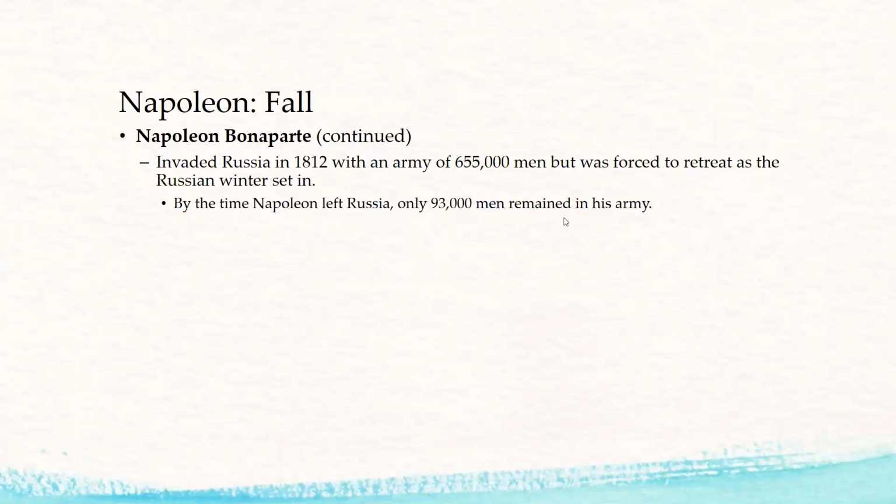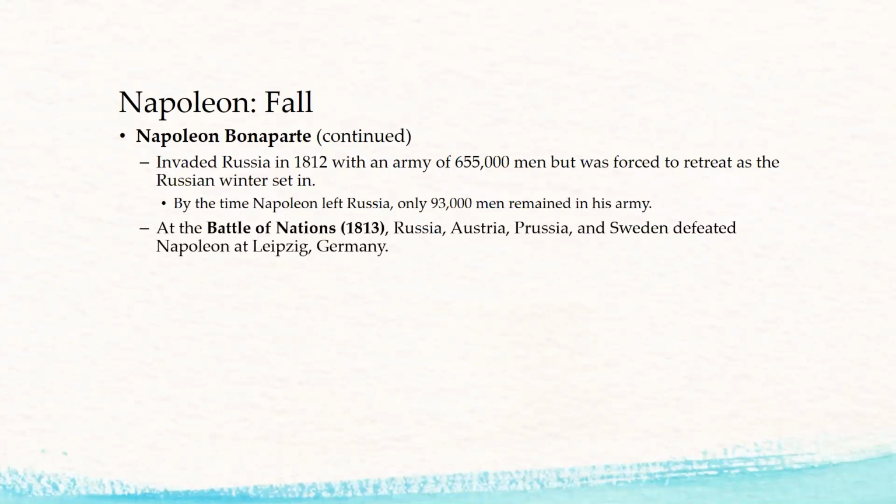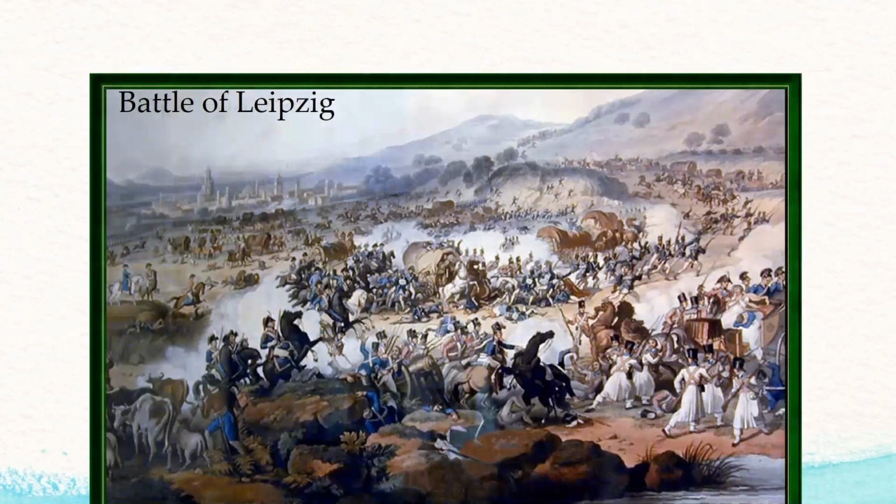And the second thing that brought Napoleon down was the Battle of Nations, also called the Battle of Leipzig, where Russia, Austria, Prussia, and Sweden all banded together and defeated Napoleon. Here is a painting of the Battle of Leipzig. You can see the city of Leipzig in the background.